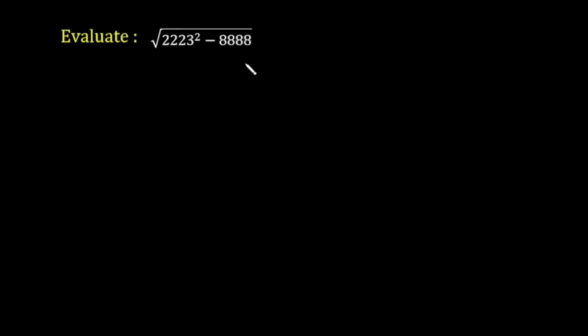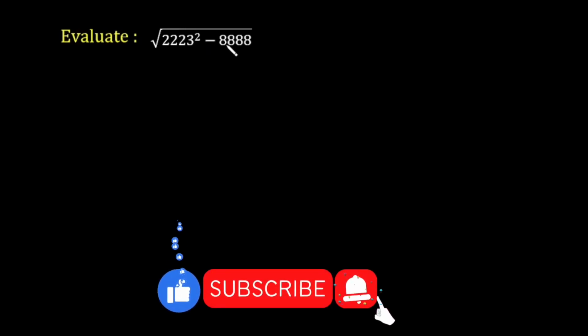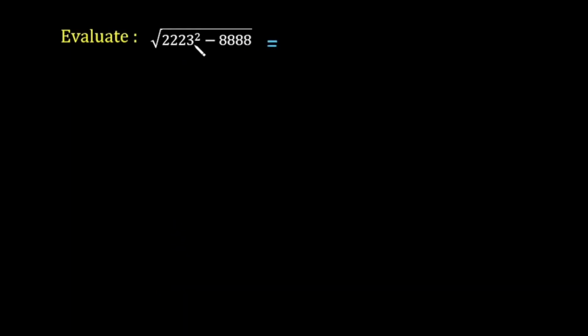Hello everyone. In this lecture, we are going to solve this given radical expression, the square root of 2223 square minus 8888. In the next step, this 2223 square, I am going to write 2222 plus 1 square minus 8888 under root.